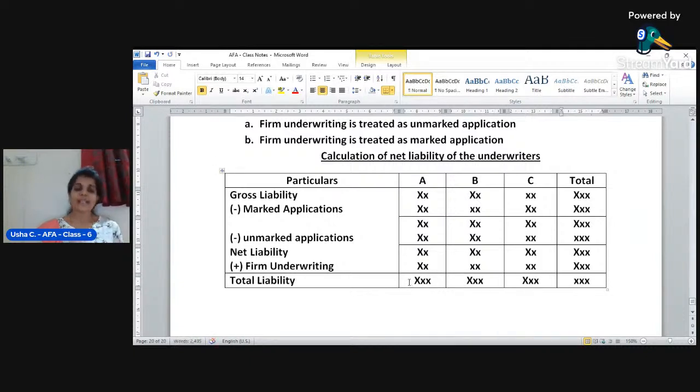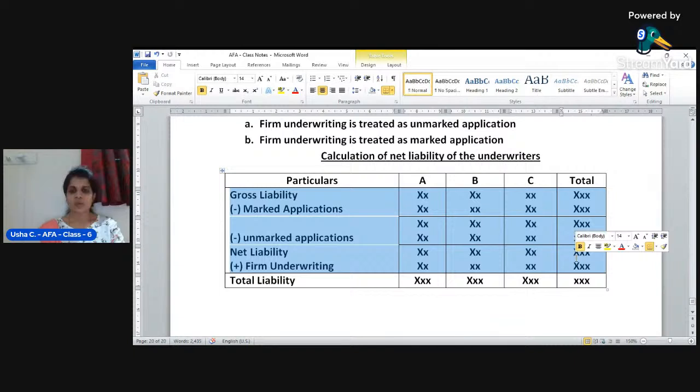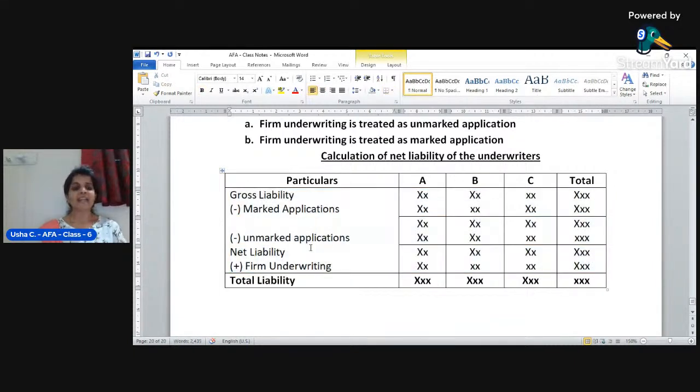This is one extra adjustment we have to do when there is a firm underwriting. Got my point? All the other adjustments are the same. This is only the adding of firm underwriting. Whatever the firm underwriting is, that should be added to the net liability to find out the total liability of the underwriters.